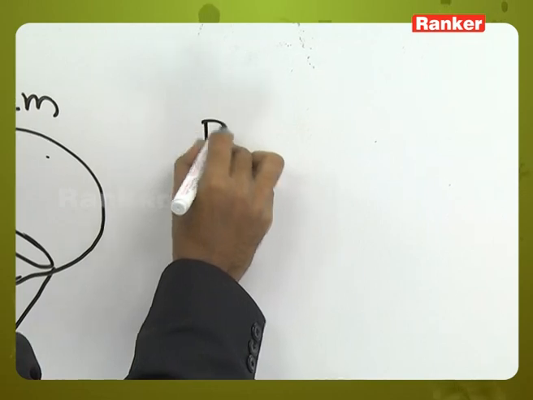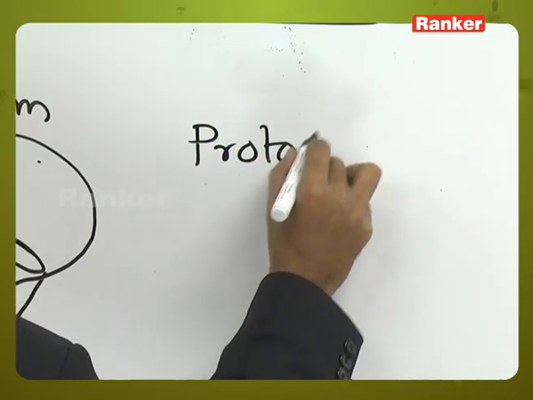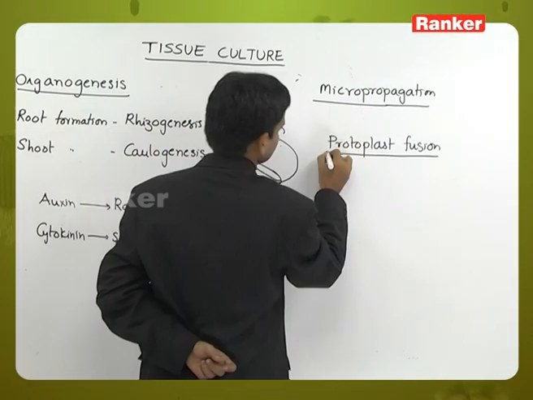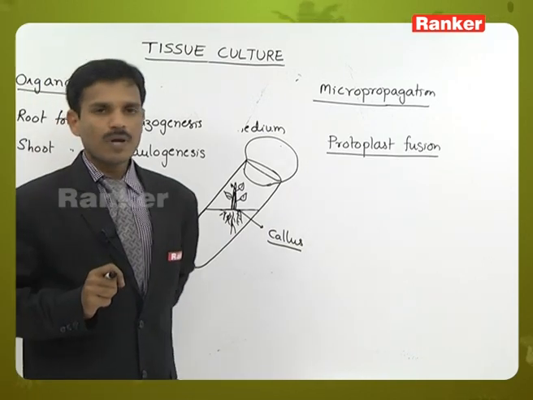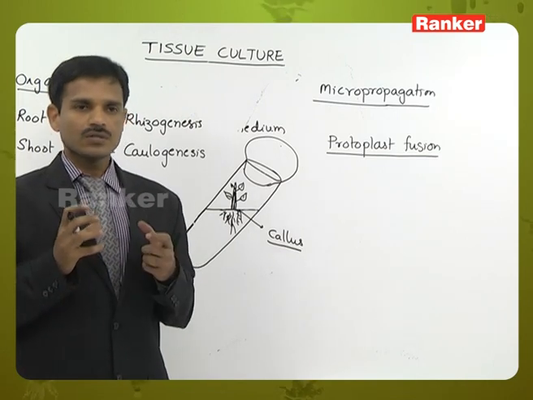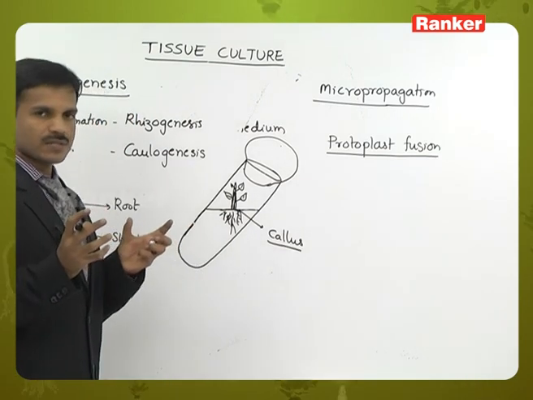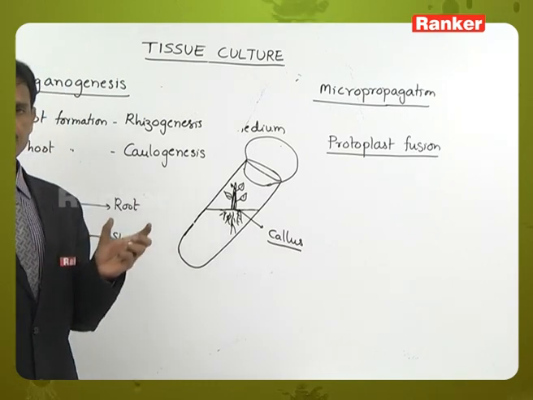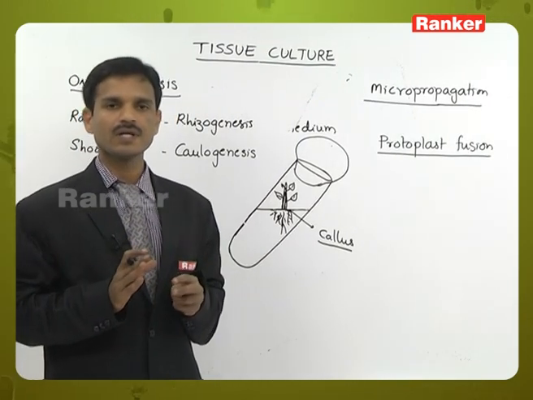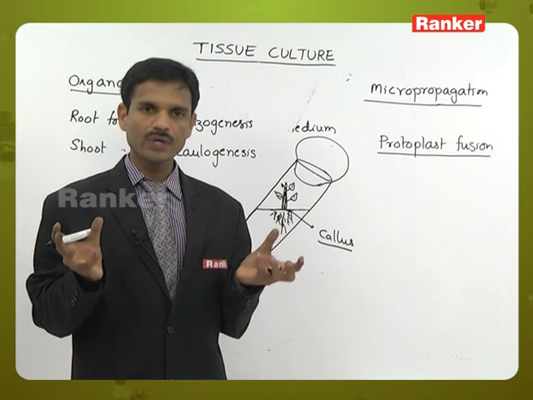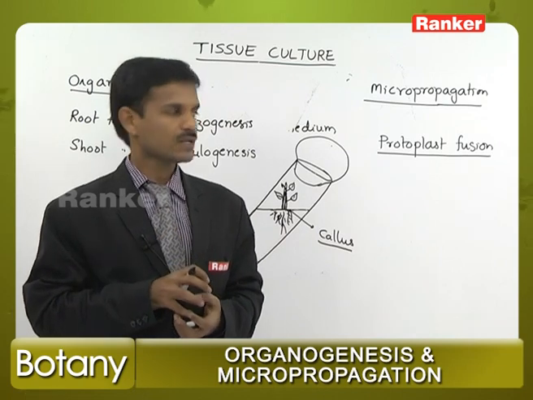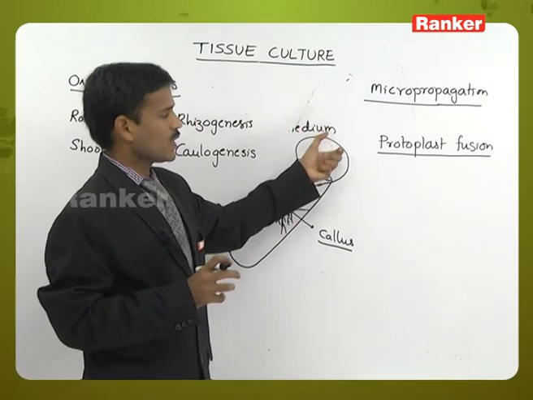And next, protoplast fusion. Protoplast fusion is nothing but the fusion of protoplasts. If two plants have desirable qualities, desirable characters present in two different plants, the two desirable characters can be incorporated into a single variety or single plant. So, it is possible by protoplast fusion.